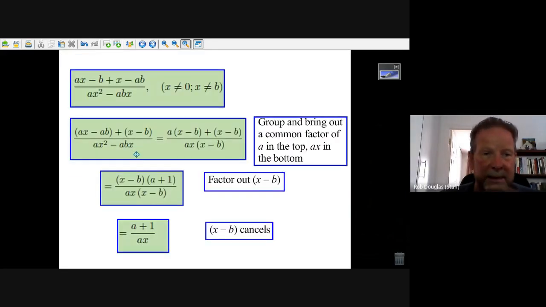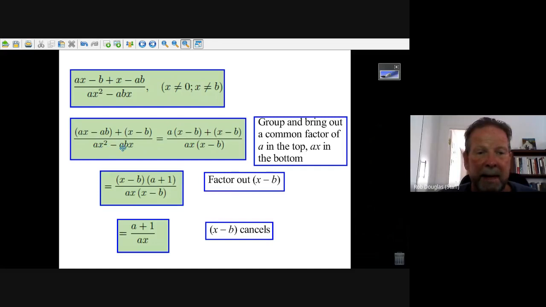Okay, let's look at another example. Now this one's a little trickier. We're going to have to factor here and we're going to cancel. The first thing we have to do is take the ax and the ab and put them together, ax minus ab, and then the x minus b, like that. That's the first thing. The reason we did that is because now we can factor out a times x, a times minus b, and we've got an x minus b and an x minus b here. That's another common factor. We can do something with that a little bit later.